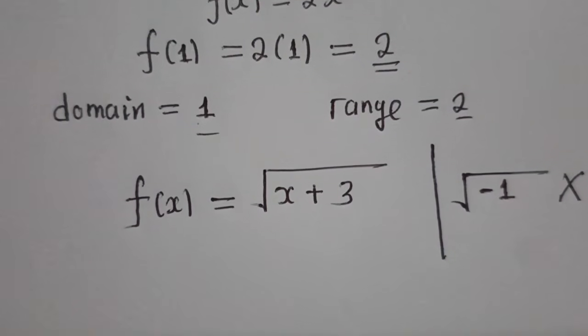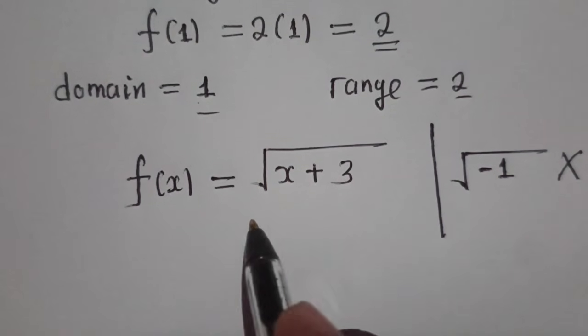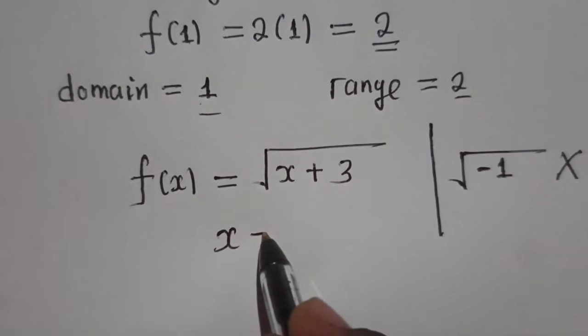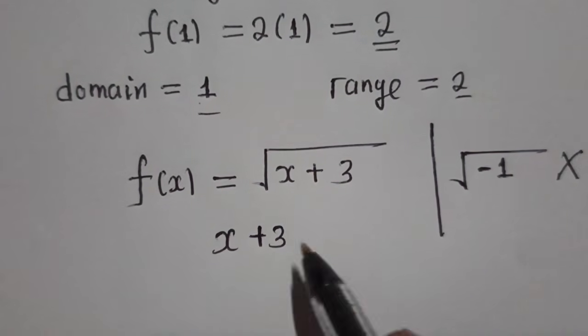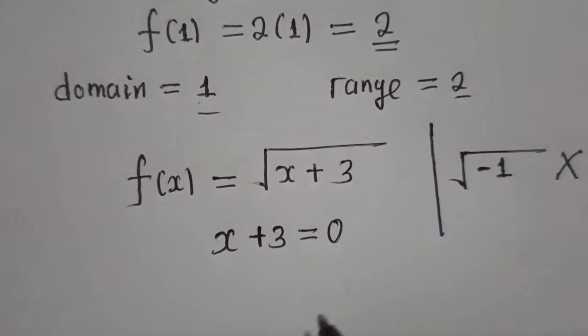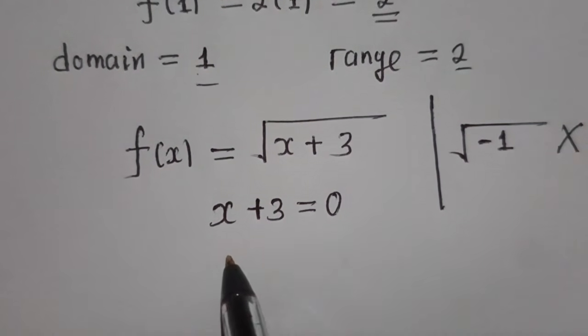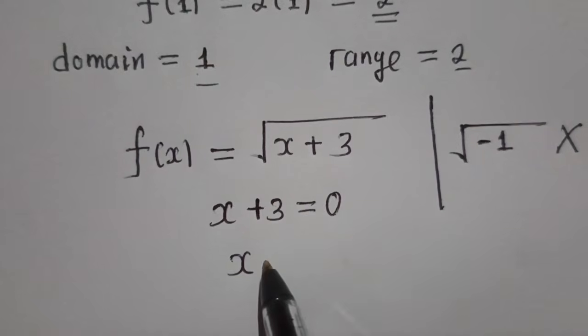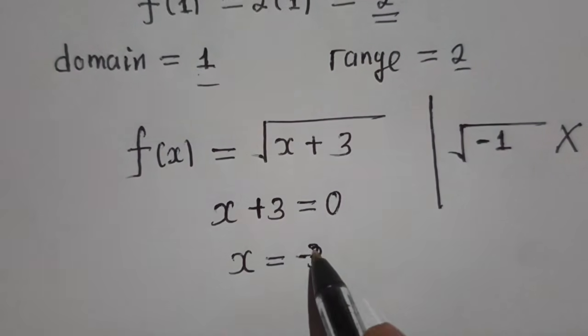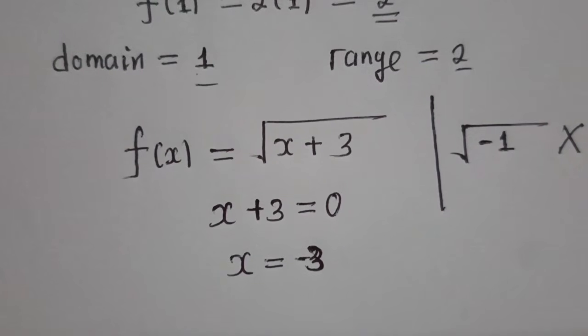Okay, so what we can do in this case is get what is inside the root, that is x plus 3, equal to 0. So just get what is inside, equate it to 0, and then solve. x is coming out to be equal to -3. Okay, so that's the first number. So when you see this, it's a boundary, -3.